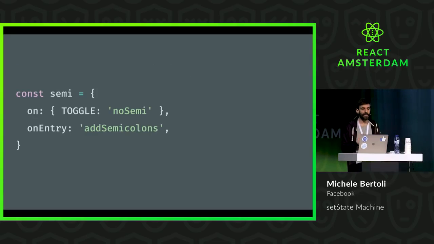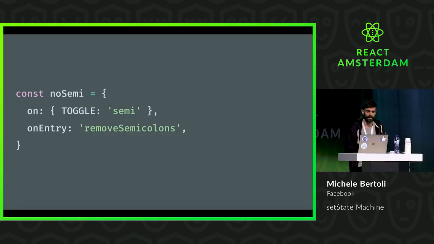And each one of the states look like this. So the semicolon state on the toggle event goes to no semicolons, and the on-entry action is going to be add semicolons. Similarly, from no semi to semicolons, and the action is going to be remove semicolons. This format is pretty similar to the state chart XML, which is maintained by the W3C. That one is XML, this is JSON, but David, the author of setState, is working on a way to convert one format to the other.